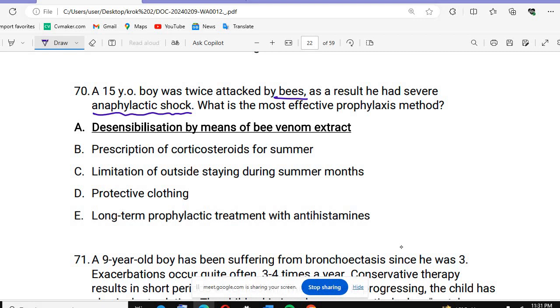So one technique is called desensitization. If there is any attack, of course we have the bee, that is type 1 urticaria. So in urticaria we will have type 1 hypersensitivity. In these conditions, as a prophylaxis, we will do desensitization. What is desensitization?